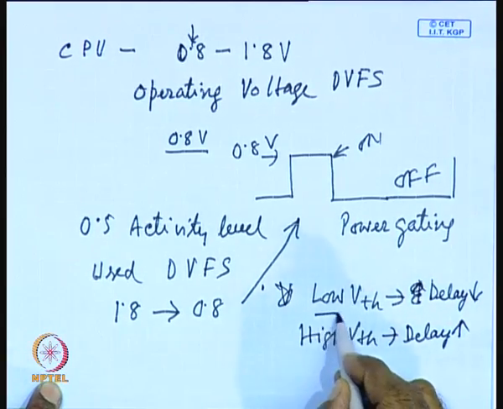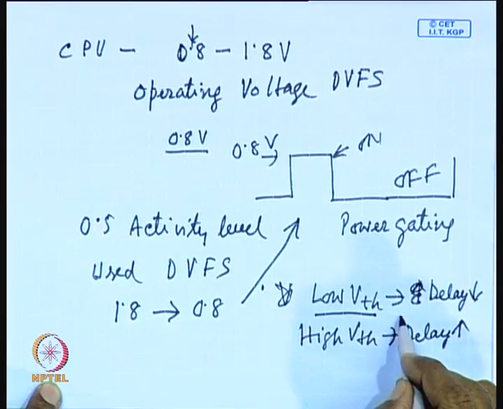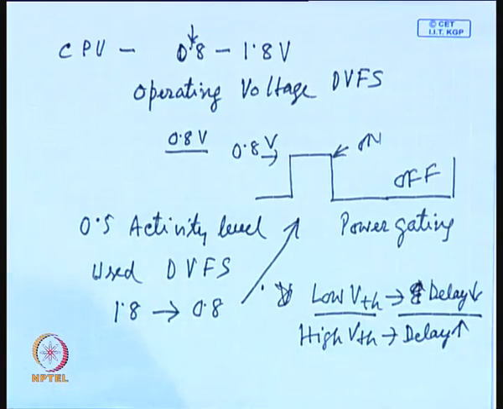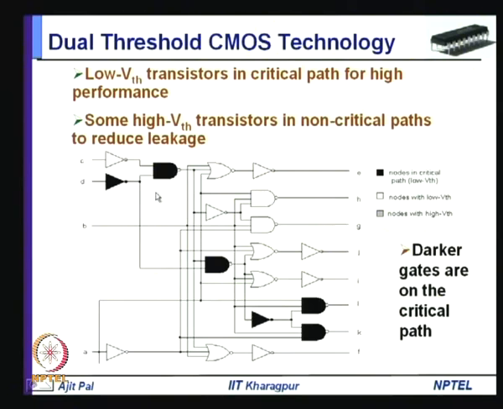So, therefore, the gates on the critical path will be realized by low threshold voltage transistors. On the other hand, for the gates on the non-critical path, as you know, there is a slack. That means these gates can be realized by using transistors of high threshold voltage. Of course, the delay will increase, but as long as the delay of the critical path is not exceeded, you can use high VT transistors in realizing the gates on the non-critical path. So, this is the basic approach. Low VT transistors in the critical path for high performance, and high VTH transistors in the non-critical path to reduce leakage. What will be the value of high VTH, that we shall discuss.